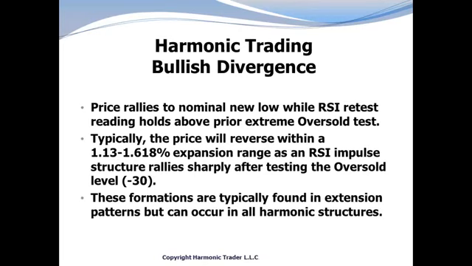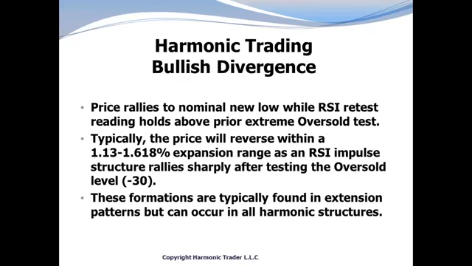Now, when we're talking about a bullish divergence, typically we're looking at price that rallies to a nominal new low while the RSI retest holds the prior extreme oversold test. We'll look at an illustration here in a second, but within harmonic trading, the key is the comparison of the price measurement, as typically we're looking at a price that will reverse within a 1.13 to 1.618 expansion range of that RSI impulsive structure. And we're looking at this as it rallies after retesting the oversold level.